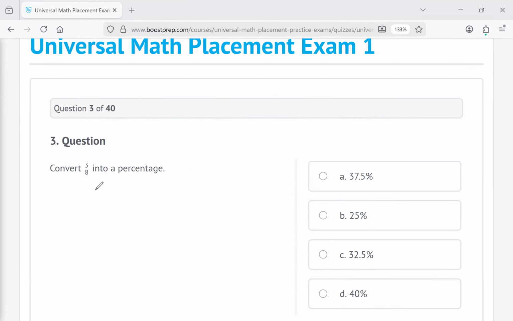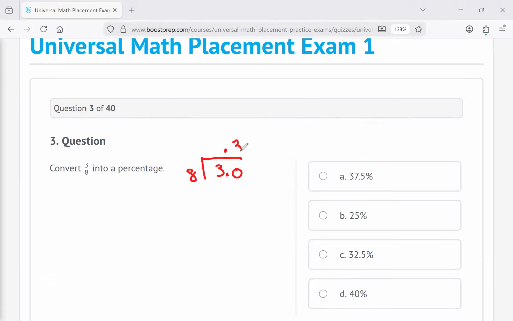Convert 3/8 into a percentage. I think they provide you a calculator, but if you want to do it by hand, to write this as a decimal, 3 goes in the numerator, 8 goes outside the box, and then obviously 8 is too big for 3, so you have to put an extra 0, line up the decimal, and then how many times does 8 go into 30?